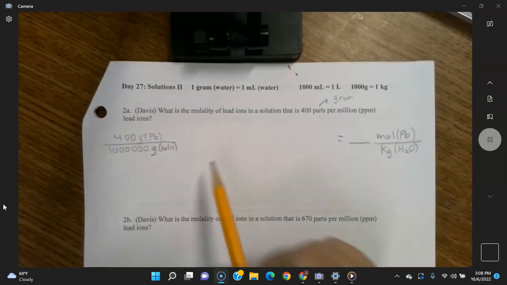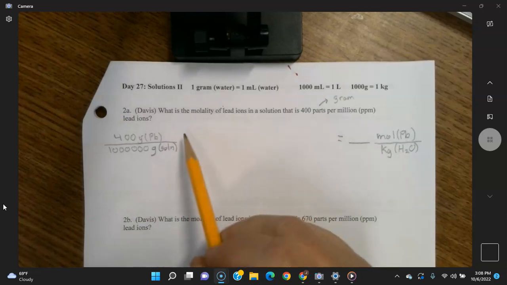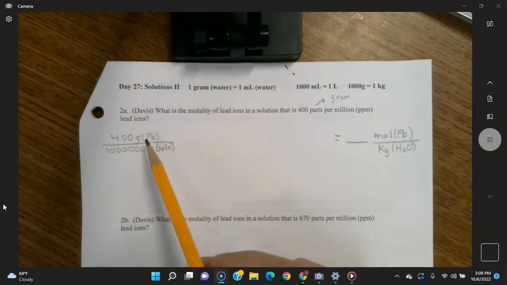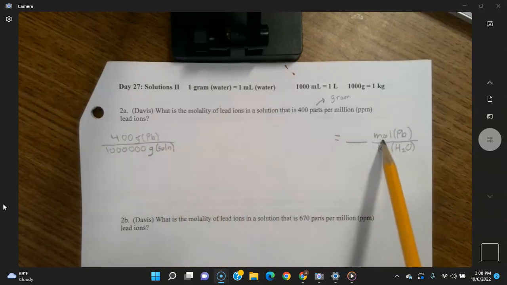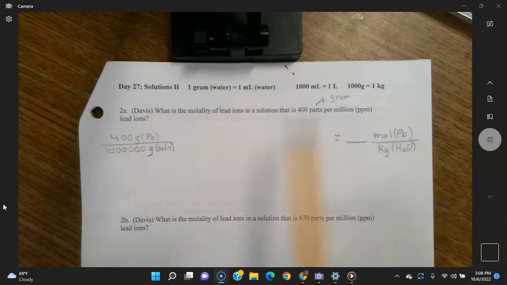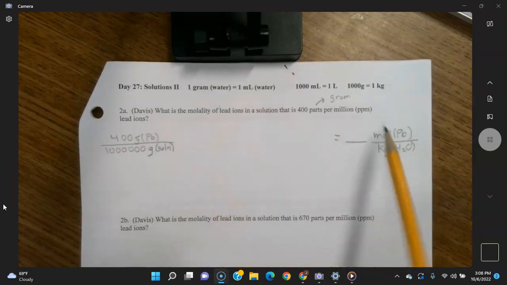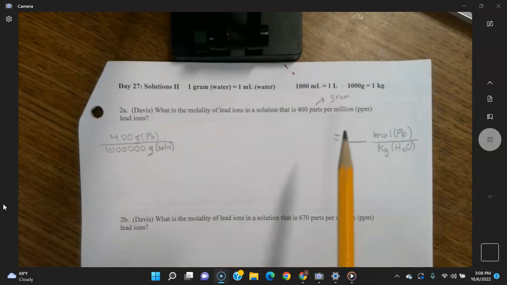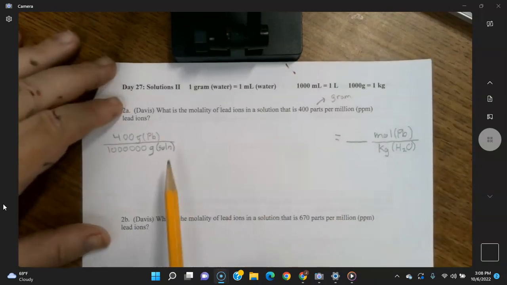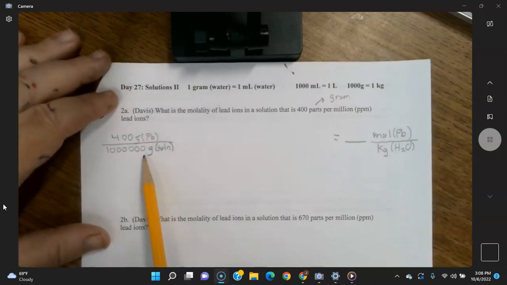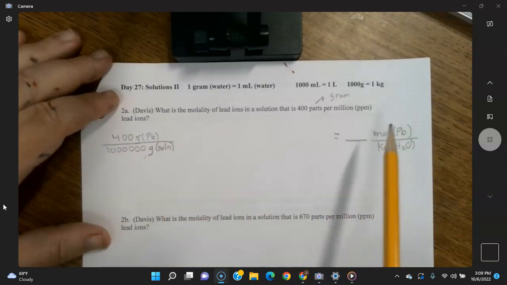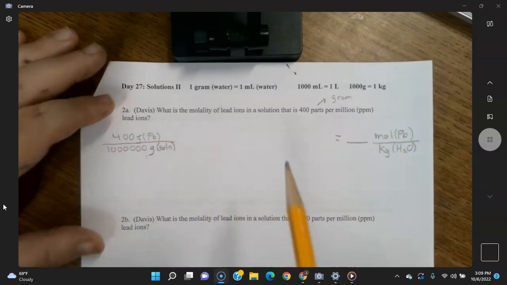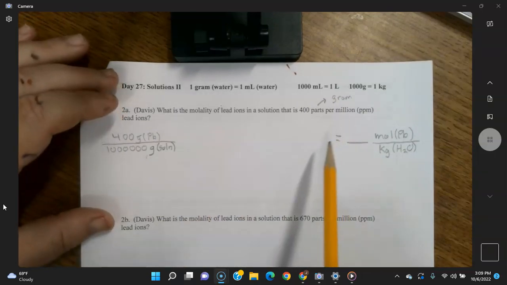All right, so now we need to break the problem into two parts. The top part, that's 400 grams of lead, and over here we have moles of lead, moles of Pb. So we need to get from grams to moles on the top. So we treat that as a separate problem. Next, we go down to the bottom, and we need to get from 1 million grams of solution to kilograms of water. All right? So again, you break the top into one problem, break the bottom into a second problem, and you just put them together in the same equation.